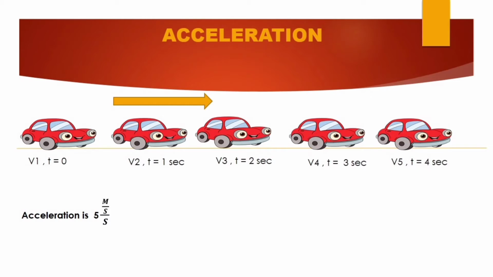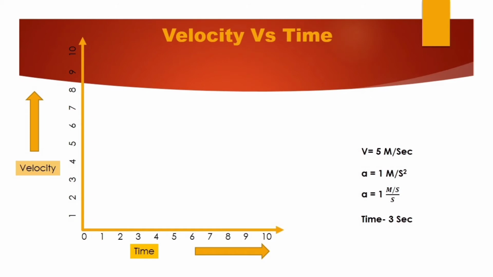So after 1 second, the velocity would be 10 meters per second. After 2 seconds, the velocity shall be 15 meters per second. After 3 seconds, the velocity shall be 20 meters per second, and so on. Now, let's try to find the displacement when there is some constant acceleration.